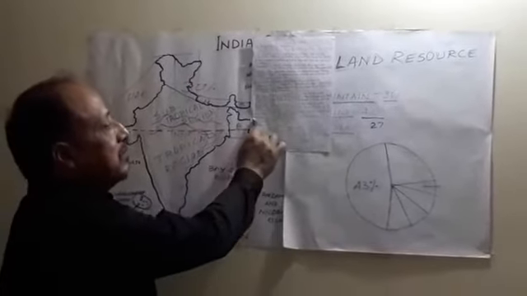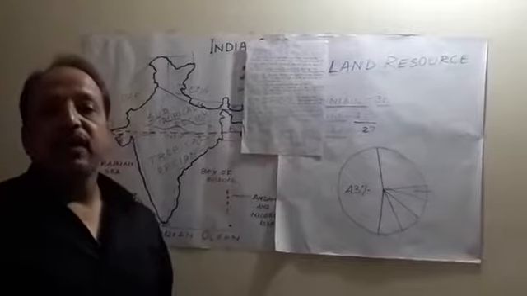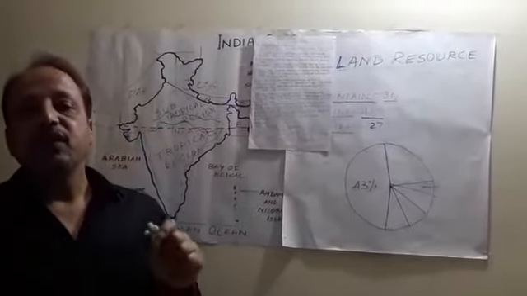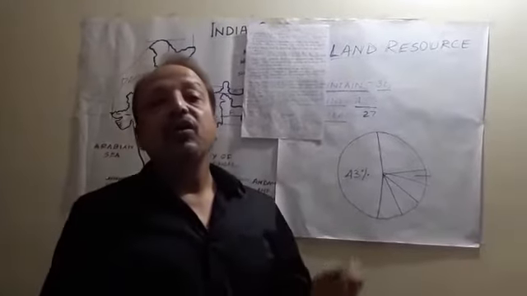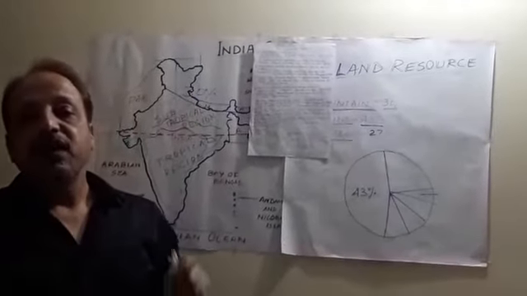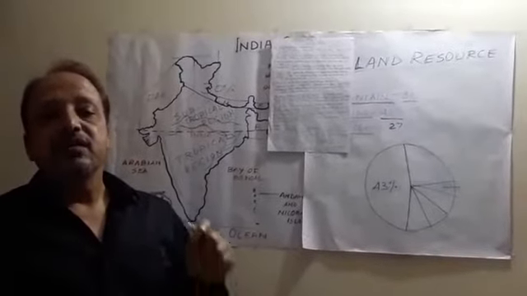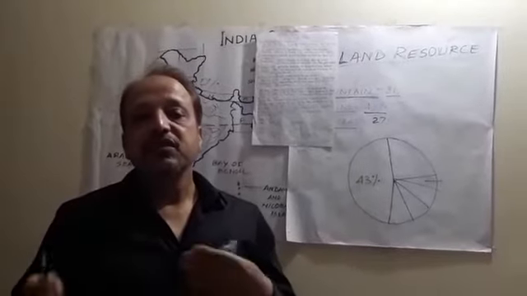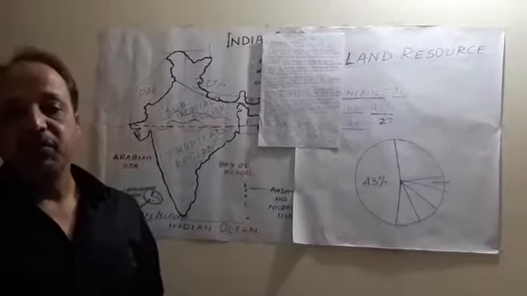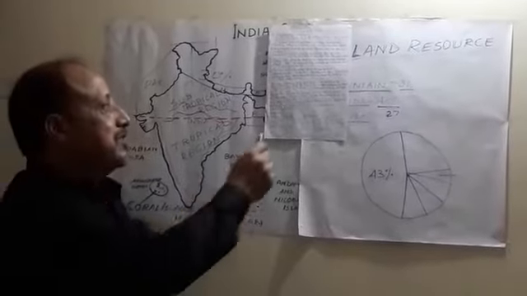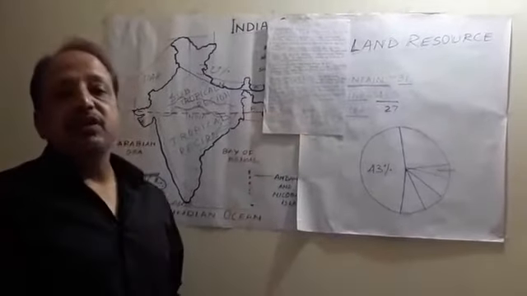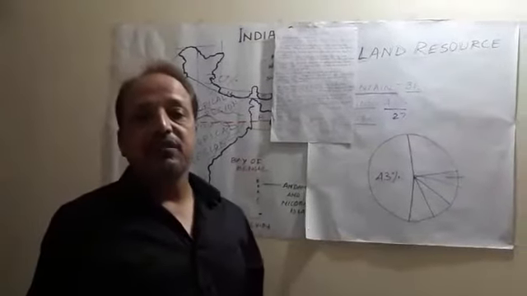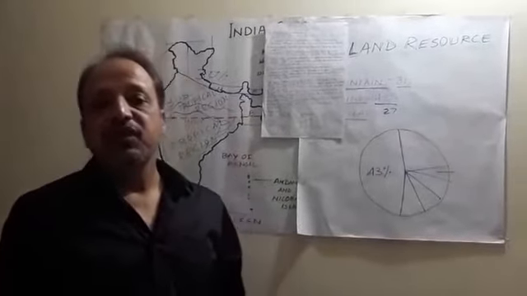Then we find forest area. According to the National Forest Policy, how much do we need? One third of the total area, or 33%. But in our country it has come down to 22%, because land use pattern changes with the passage of time. The forest area is very less, so there is a need to increase forest area because we know the importance of forest.